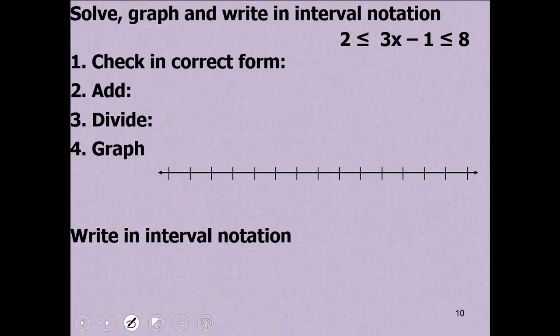All right, if you'd like to try this one, hit the pause button and then come back and see how you did.